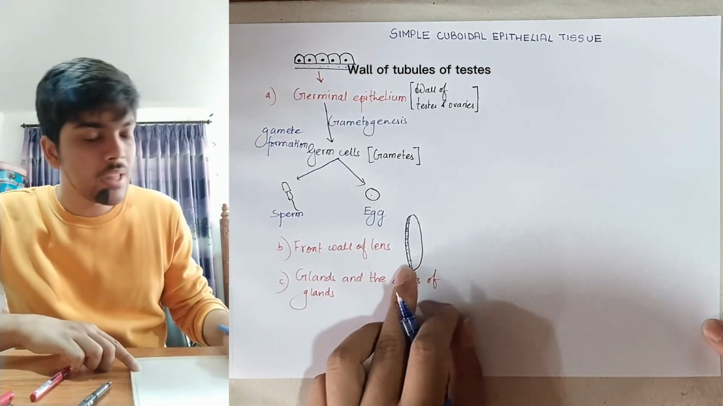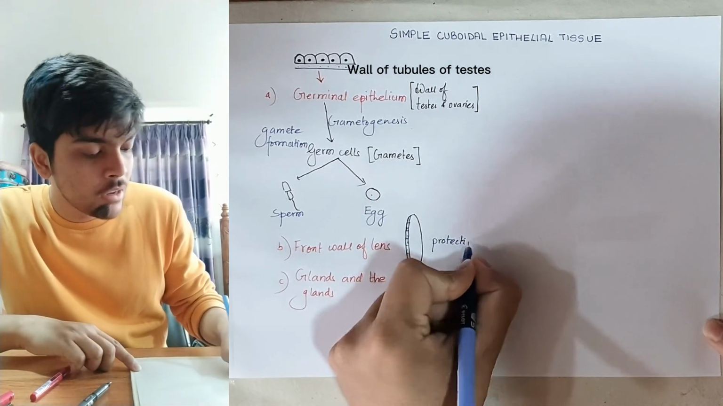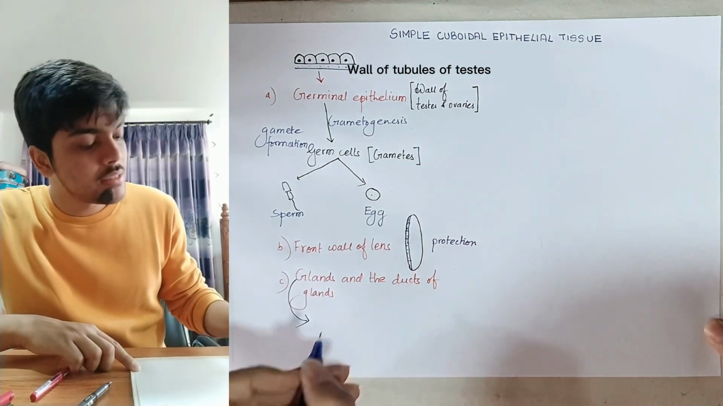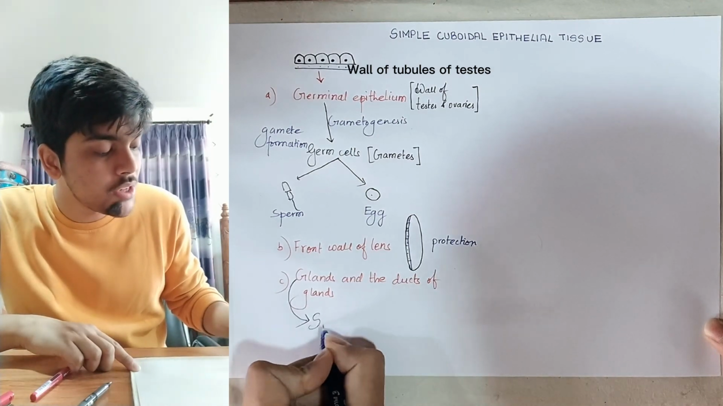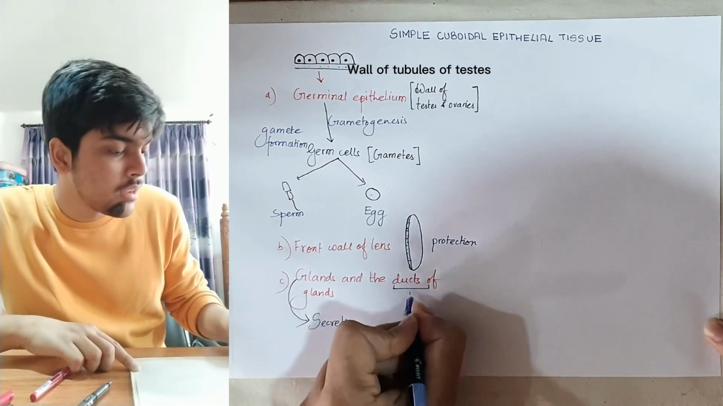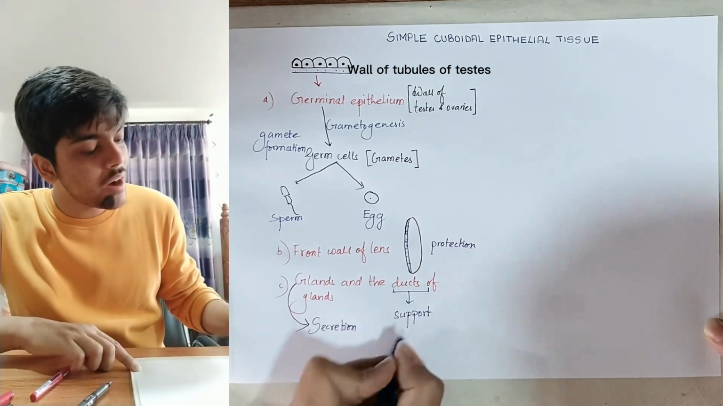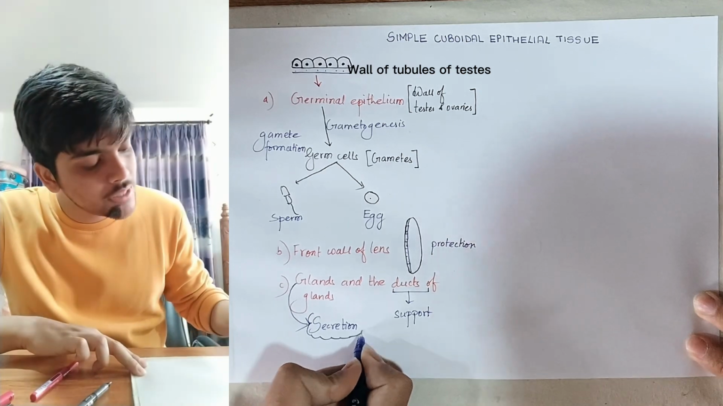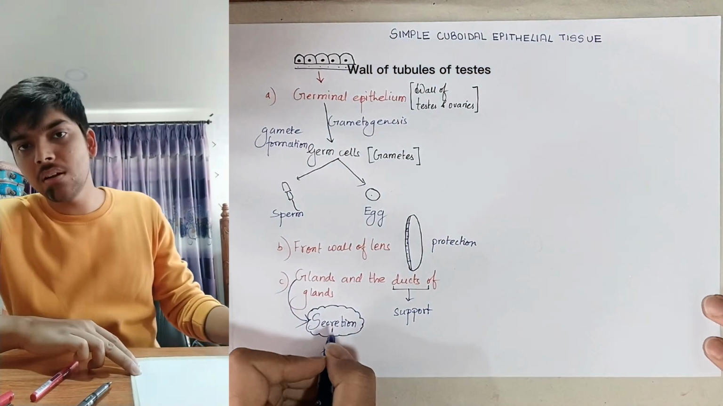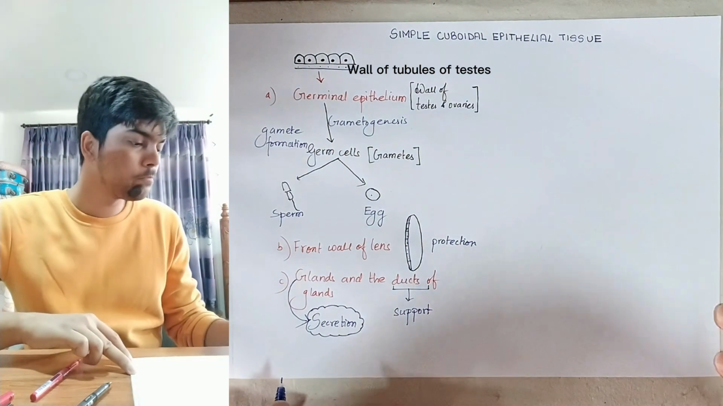In the front wall of the lens, the tissue provides protection to your eye lens. And in glands, this tissue plays the role of secretion. And by lining the ducts of those glands, the same tissue provides support. This function right here is important because squamous epithelium is not responsible for secretion. It's the cuboidal epithelium and columnar epithelium that are responsible for the process of secretion in glands.